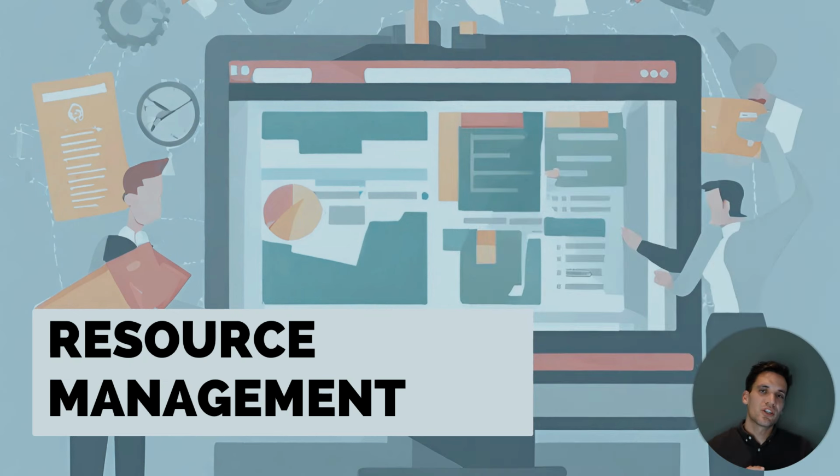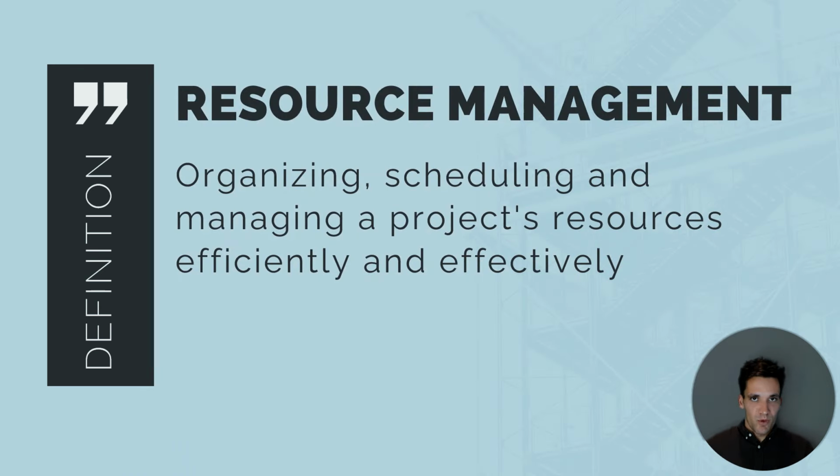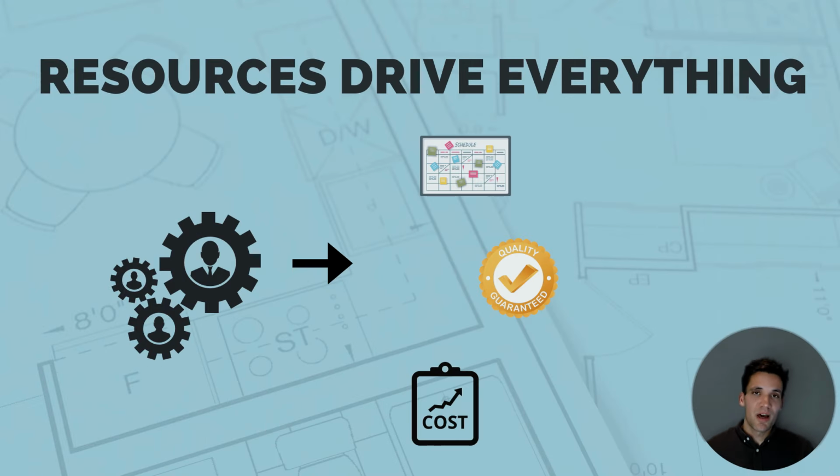Now, we're going to look at how ChatGPT can be used to help with project resource management. So what is project resource management? Well, project resource management is organizing, scheduling, and managing a project's resources efficiently and effectively. Why does resource management matter on a project? Well, the simple answer to that question is resources drive absolutely everything.